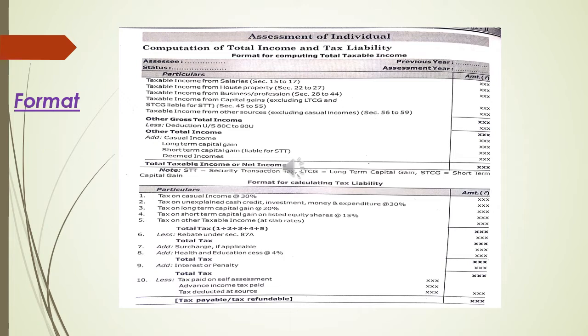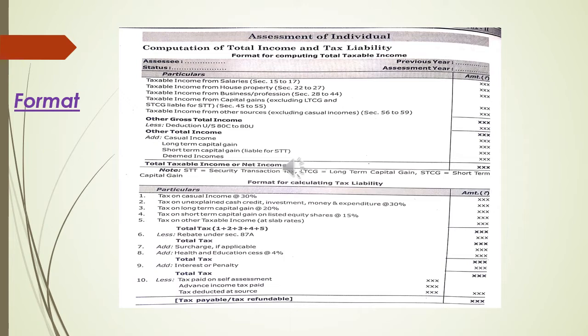From this total tax, if you have paid any advance taxes or tax deducted at source, that has to be subtracted. If you are supposed to pay any interest or penalty for your delayed payment or any other legal proceedings against the assessee, such interest and penalty has to be added. And finally, we will arrive at the tax payable.